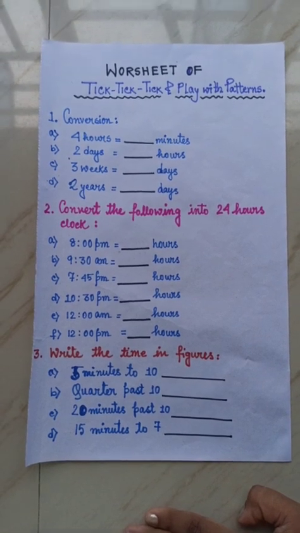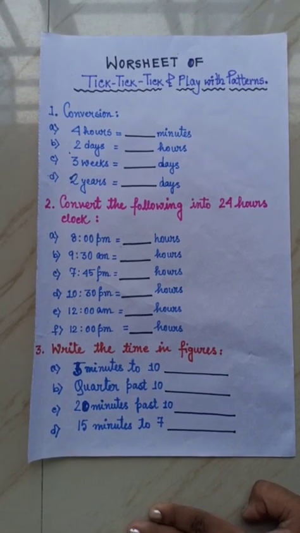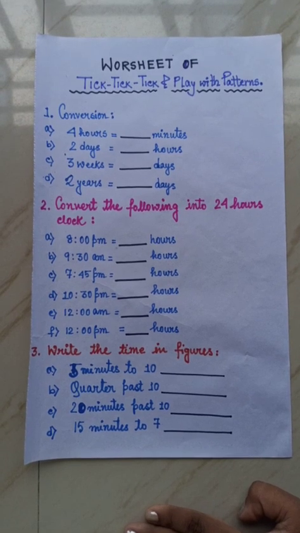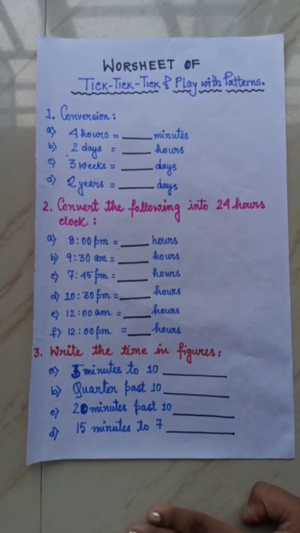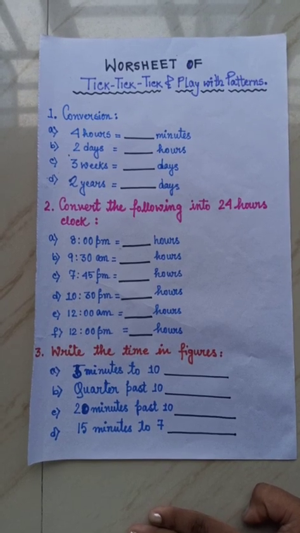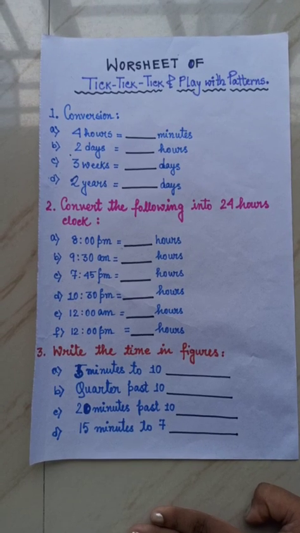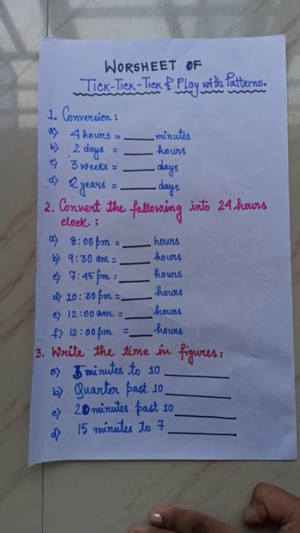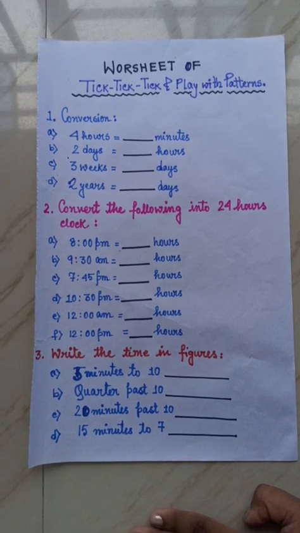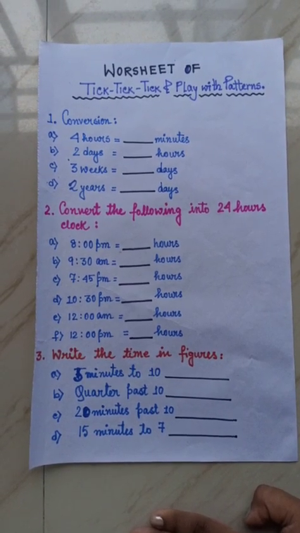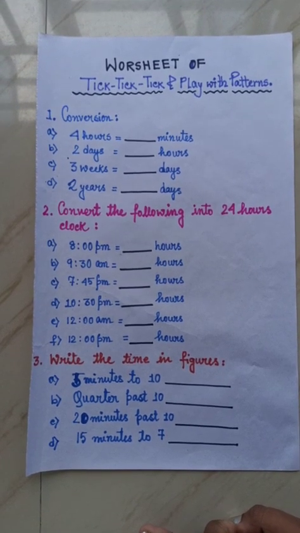Okay, according to the pre-mid syllabus, we will do 3 chapters: Tick Tick Tick, Play with Patterns, and another chapter we will start this week from Wednesday, Tables and Shares. If you go through your maths book, you can see the chapter Tables and Shares. That chapter will also be in this pre-mid syllabus.